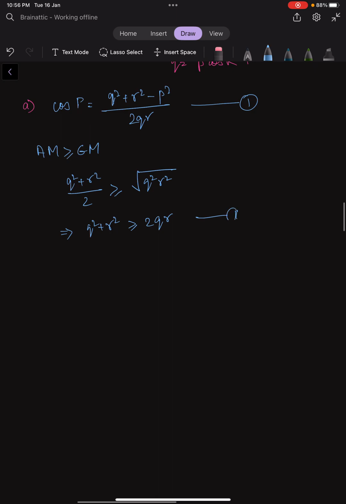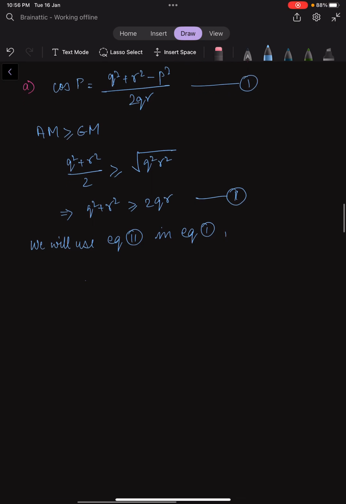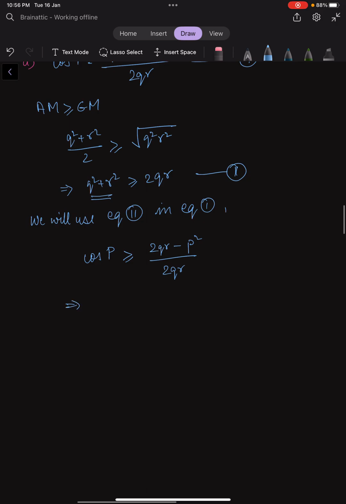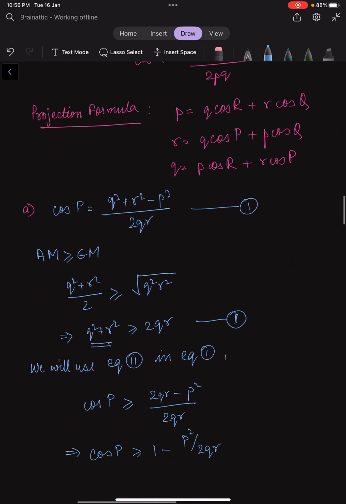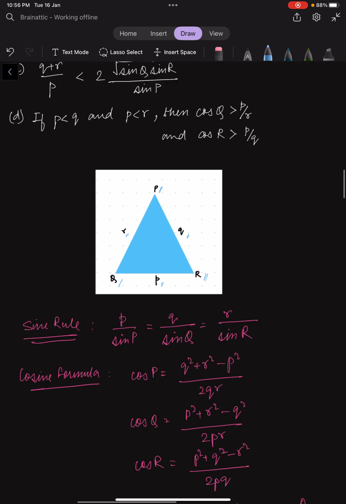Now we will use equation 2 in equation 1 and make it an inequality. So we can therefore say that cos P is greater than or equal to 2qr minus p square by 2qr. So you see, I have replaced the term q square plus r square in equation 1, and therefore the inequality applies. Therefore we have cos P is greater than or equal to 1 minus p square by 2qr. Therefore the first option holds. The first inequality holds.